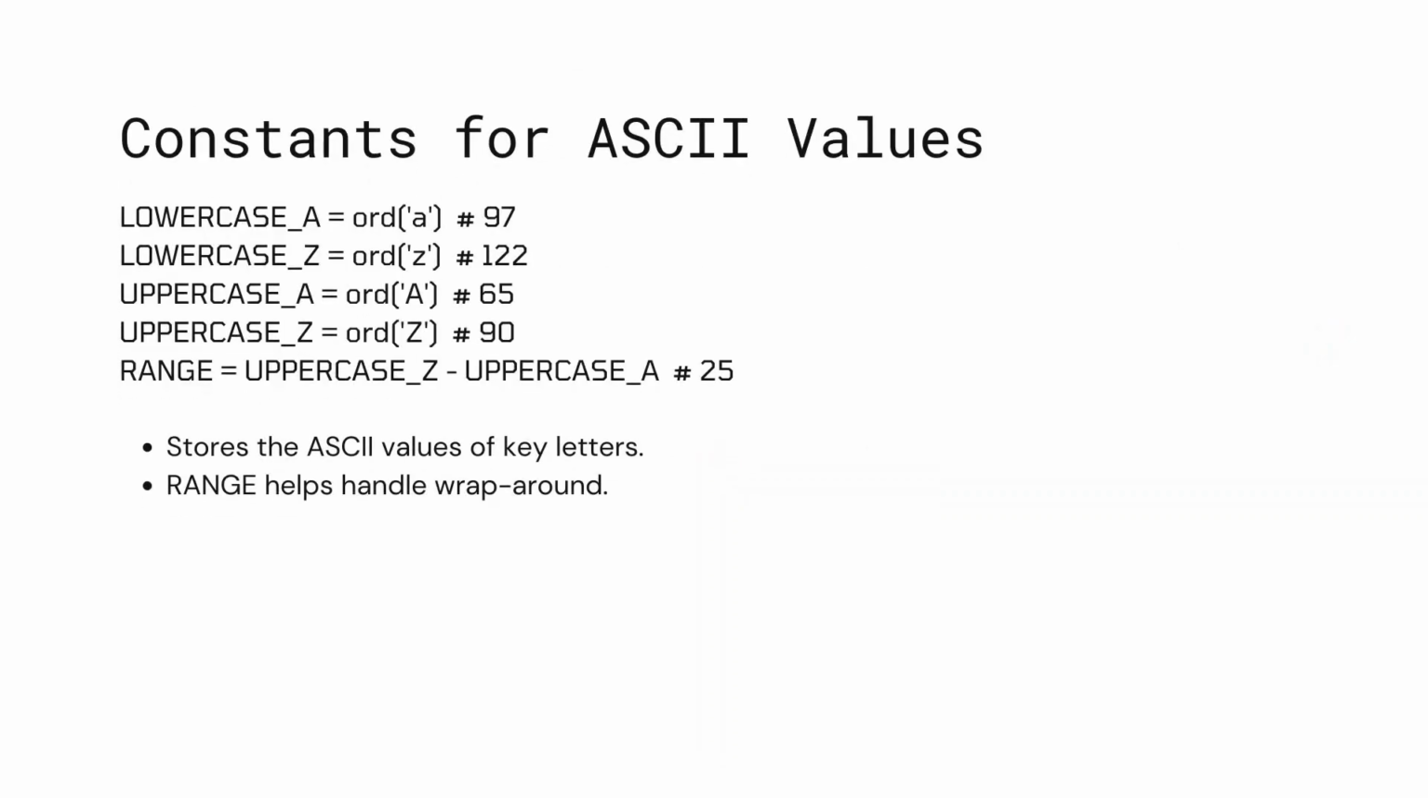For this, we're going to use some constants. We're going to use the constant for lowercase a. When you use the ord function on a character like a, you get the value for that character, in this case 97. Lowercase z is 122. The ord of uppercase A is 65, and for uppercase Z is 90. We also want to get the range between uppercase Z and uppercase A, or lowercase z and lowercase a, which is going to be 25. We're going to store the ASCII values for those key letters, and then the range helps us handle the wraparound case.